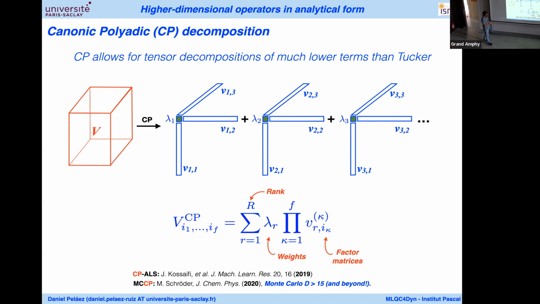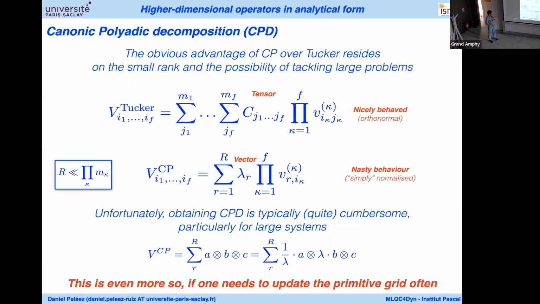Two methods. We're using this one from the TensorLy libraries, the typical alternating least-squares method. And then there's a fantastic development by Marco Schröder from Heidelberg, in which he applied his Monte Carlo knowledge to alternating least squares, and actually came up with the Monte Carlo version of the alternating least squares method. So let's compare these two.